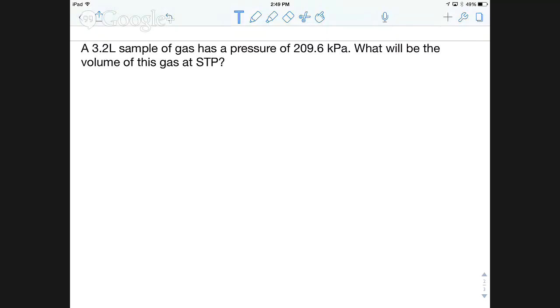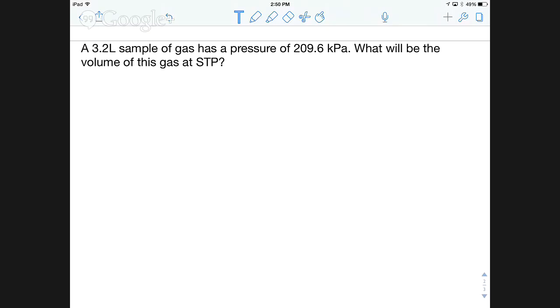So with that, let's take a look at a sample problem that I have set up for you here. There we go. It says, a 3.2 liter sample of gas has a pressure of 209.6 kPa. What will be the volume of this gas at STP?